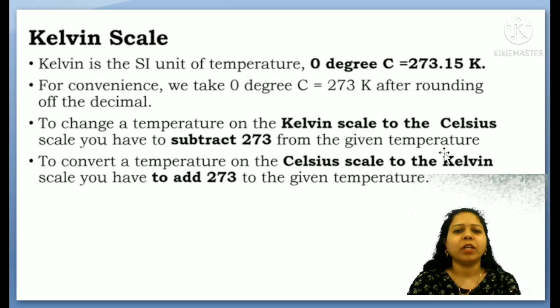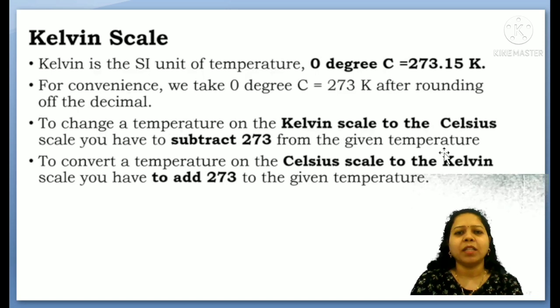To change the temperature on the Kelvin scale to the Celsius scale, we need to subtract 273 from the given temperature. For example, if we want to convert between Kelvin and Celsius, and a temperature of 100 is given, we need to subtract 273 from that 100, and whatever answer we get is the other scale. 100 minus 273 gives minus 173.